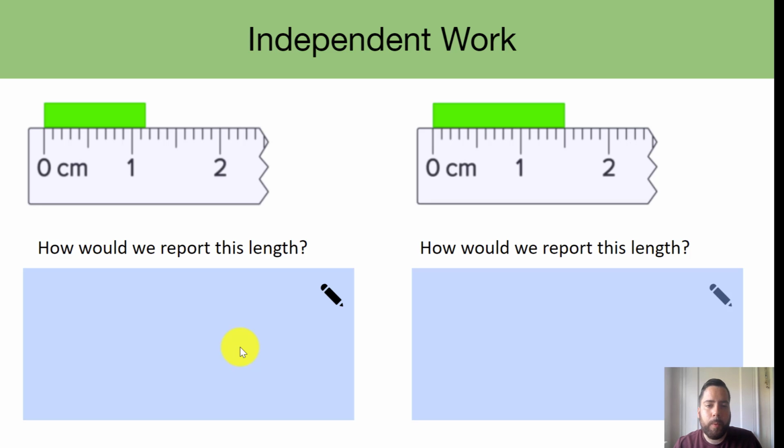All right, how would you report these two lengths? So let's go ahead and take a couple minutes and answer these two questions.